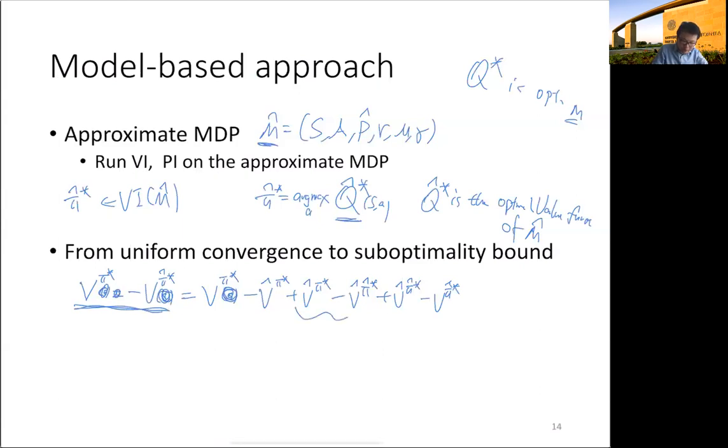First of all, the one in the middle is smaller than or equal to 0. Why is that? This is because pi hat star is a maximizer of V hat pointwise, right? So therefore this is really the V hat star function, and it is better than any other policy. That's why this is smaller than 0. And for these two, we need something called uniform convergence.